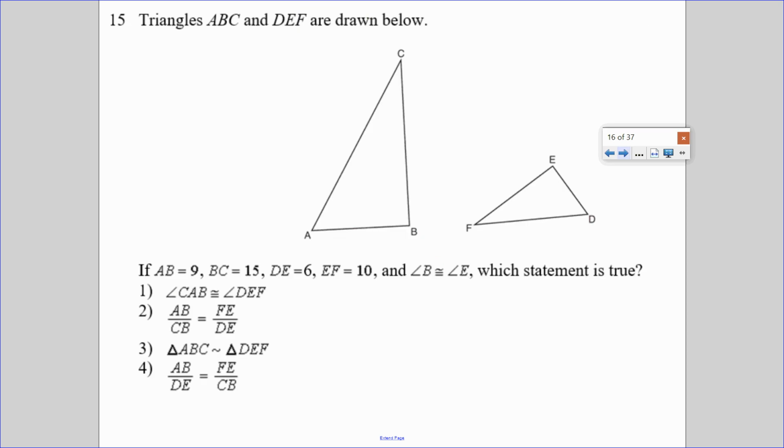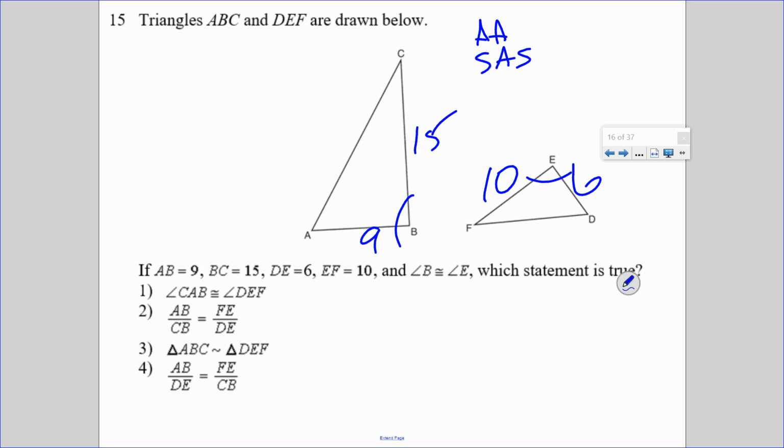15. Which statement is true? Well, I'm going to jump right to number 3, and I'm going to see if these triangles are similar. Because if they're similar, I'm going to have to use similar triangle properties. AB is 9, BC is 15, DE is 6, EF is 10, B is congruent to E. There's 3 ways to show that triangles are similar. There's AA, there's SAS, and SSS.